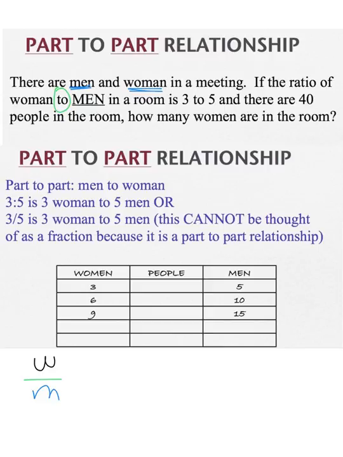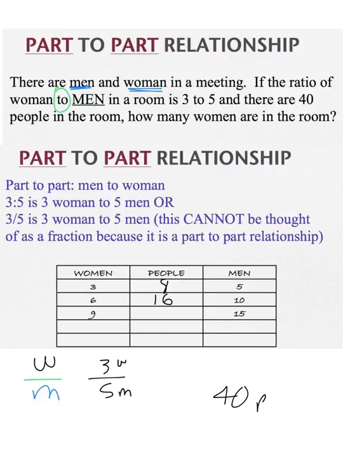men. And if that ratio is 3 to 5, and there are, so this is women and men, but we have 40 people, how do you figure out how many women are in the room? Well, in the chart, we have women to men, which we know must have 8 people. If we have 6 women and 10 men, we have 16 people.